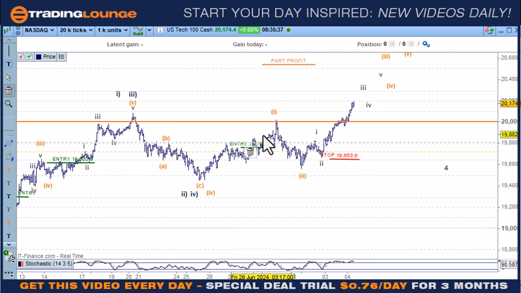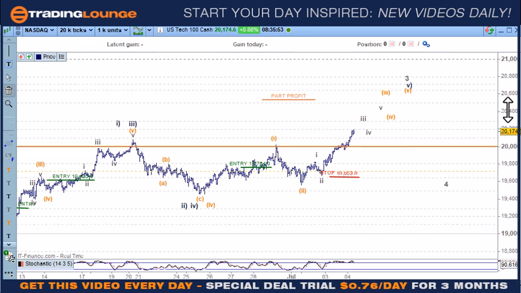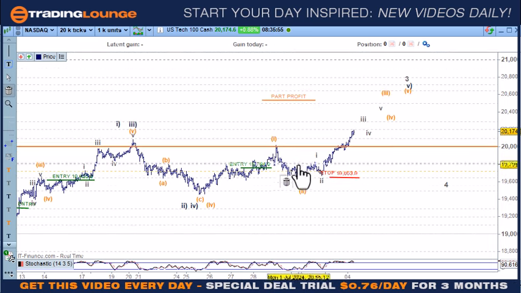It's not like we've got the sexiest impulse wave here, which could very easily be viewed differently. But for the time being, we'll look at it like this, and we can look at it as 1 and 2 here, and then 1 and 2 here, and moving up for 3, 4, 5 for the third wave. Whichever way you count this, we still got to go further to the upside here.